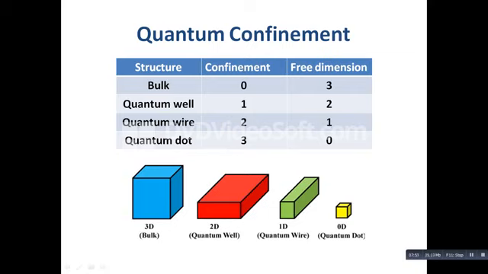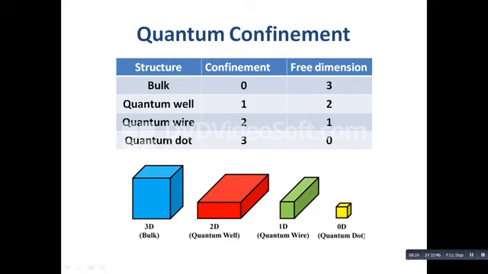So I hope this table and this figure are clear to you. In short, in a three-dimensional bulk material there is no confinement dimension, but there are three free dimensions. And similarly, if we reduce the size of this material to that of a quantum dot, in that case we get three confinement dimensions and zero free dimensions.